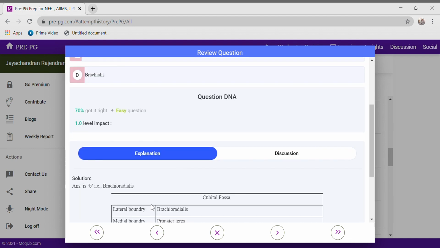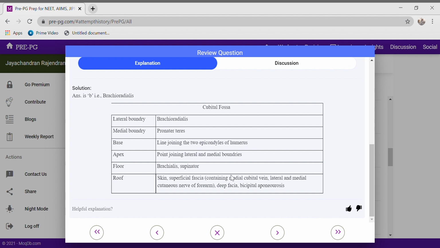This is the tabular column I told you. Lateral boundary of the cubital fossa is brachioradialis. You can remember it like LB, and medial boundary is MP, pronator teres. For the base, we have a line joining the two epicondyles of the humerus, the lateral and medial epicondyle. The line joining them becomes the base, whereas the apex is where the medial and lateral borders join. The floor is the supinator and brachialis.